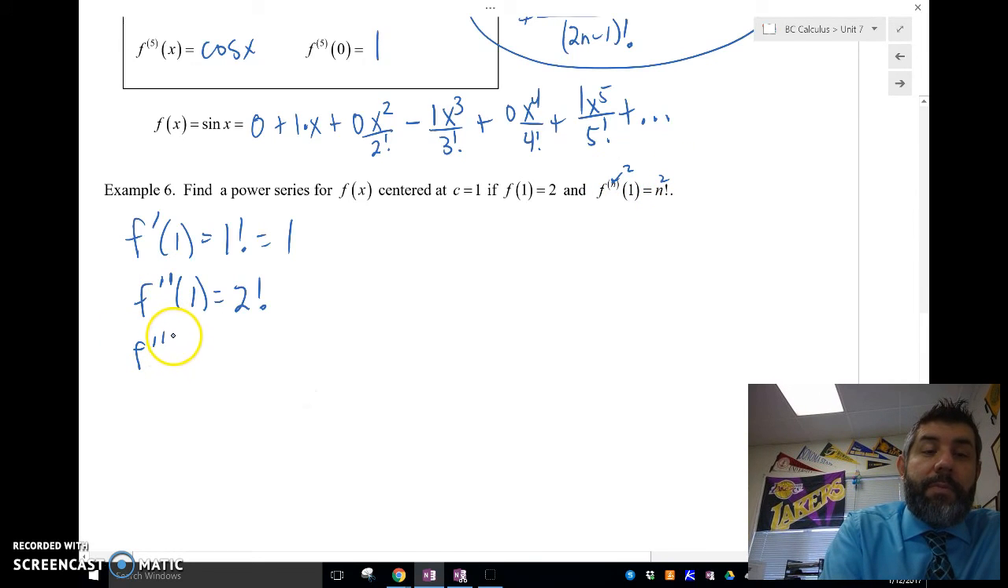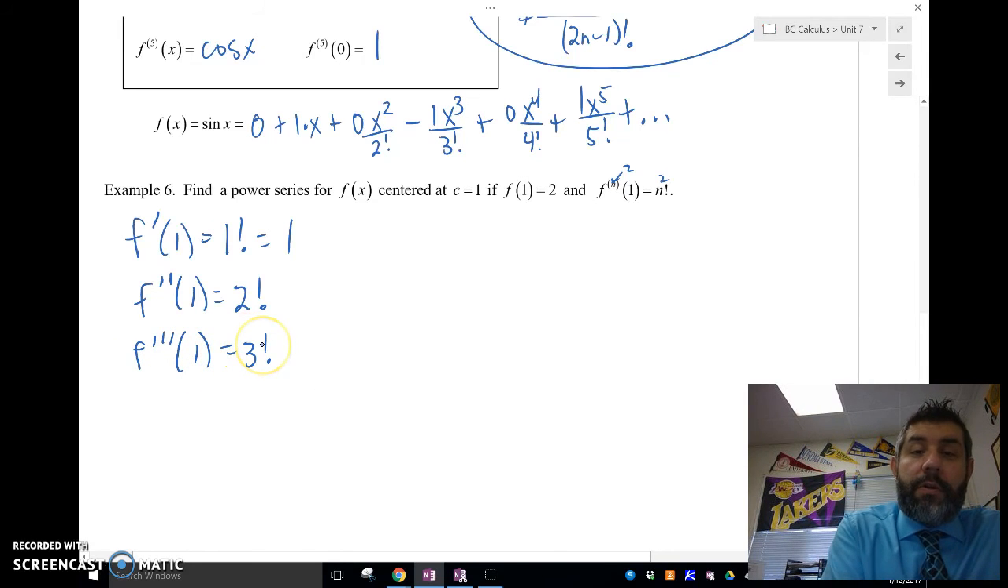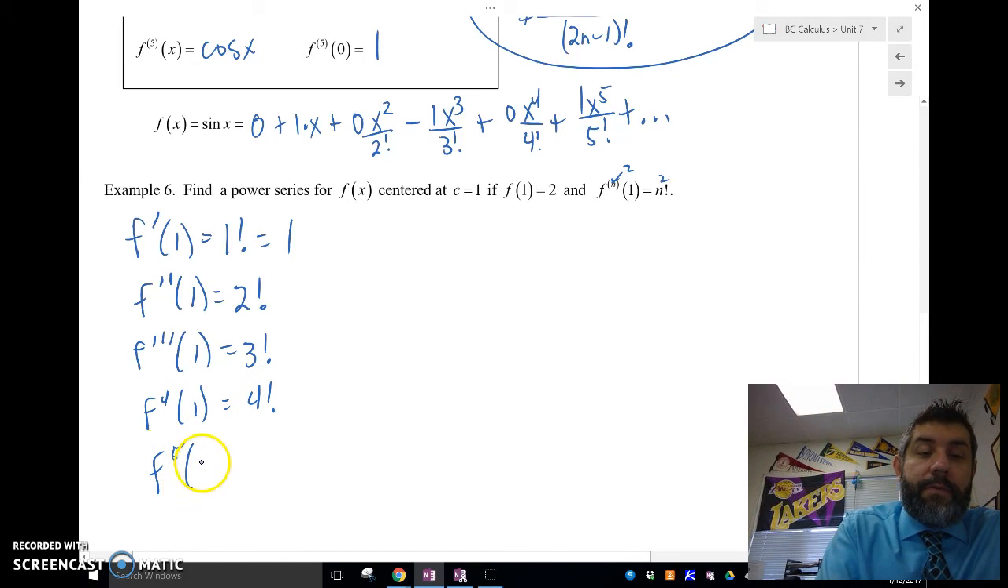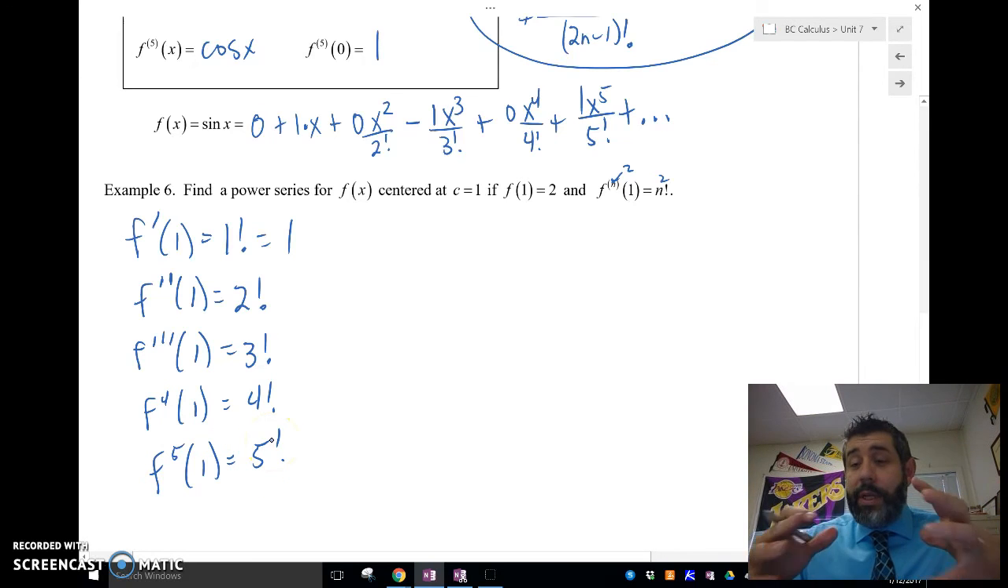F triple prime of 1 is 3 factorial. F fourth of 1 is 4 factorial. F5 of 1 is 5 factorial. So again, what I'm doing here is just building the little table that I had in the previous one. I just don't have to take any derivatives. I just got to follow this derivative rule here.